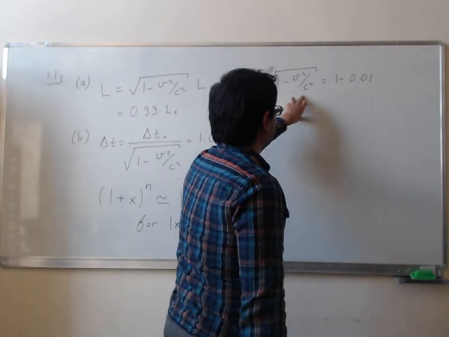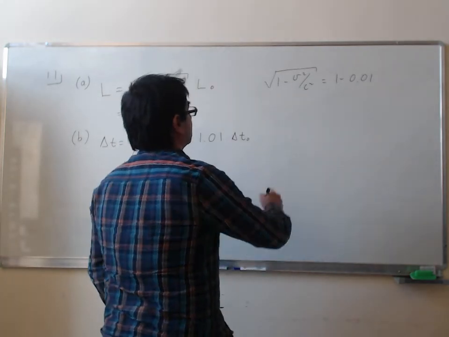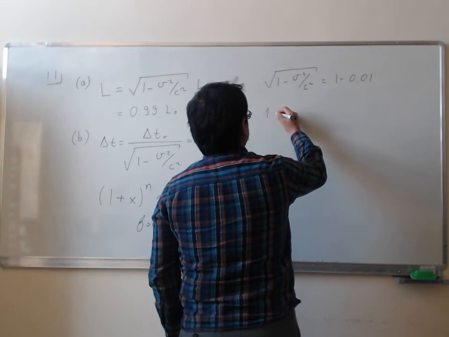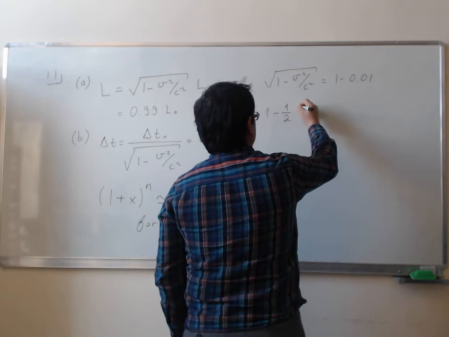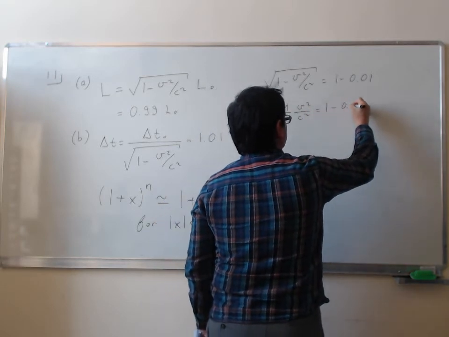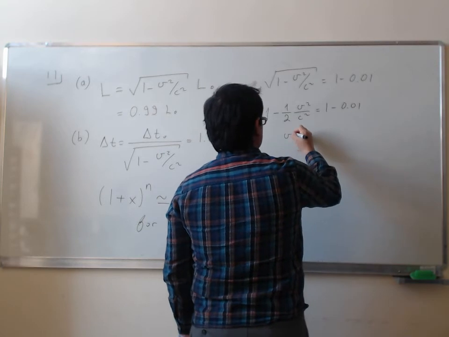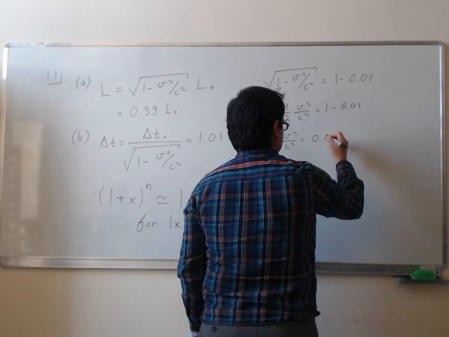I'm going to assume v over c is small, so v squared by c squared is even smaller. This becomes 1 minus a half v square by c square is 1 minus 0.01. So v square by c square is 0.02. Right? And then you can solve for this.